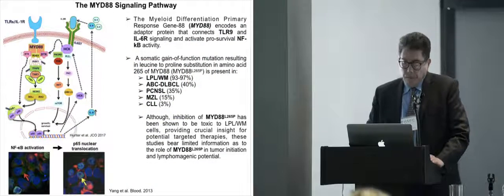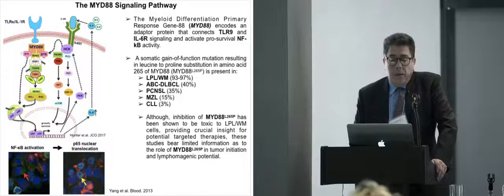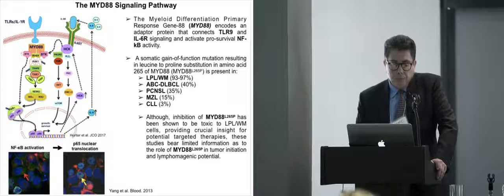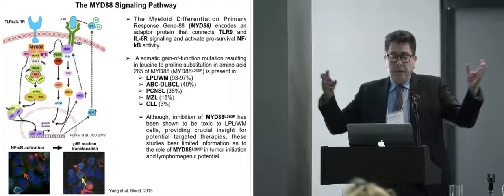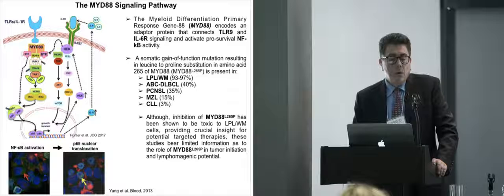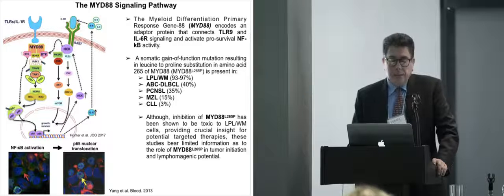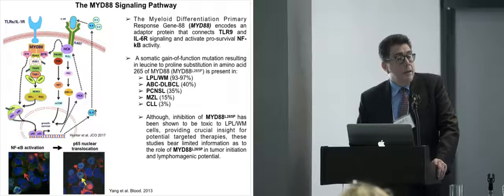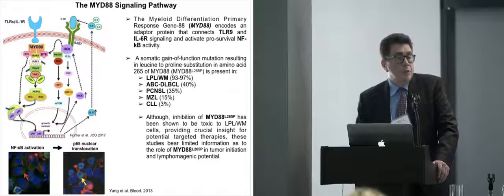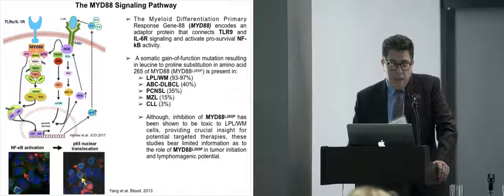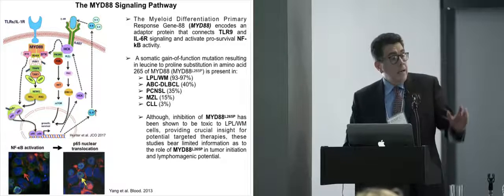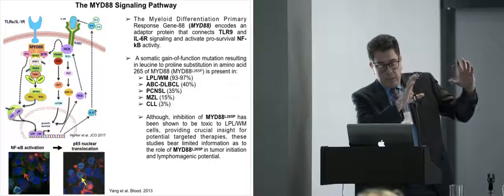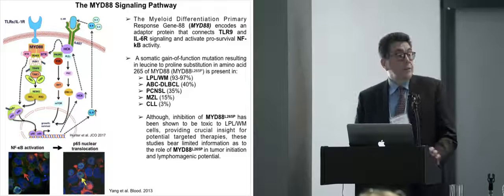And you heard already about MYD88. It is an adaptor protein that brings together signaling from the toll-like receptor and interleukin-6 receptor and channels it down to activate a pathway that is very important for oncogenesis, that is NF-kappa B, and is characterized by translocation of a protein from the cytoplasm of the cell to the nucleus of the cell.